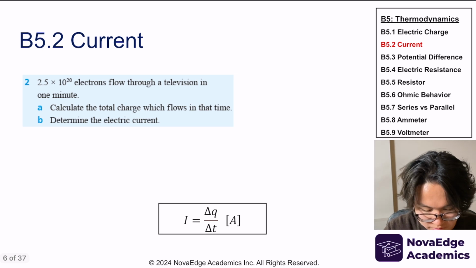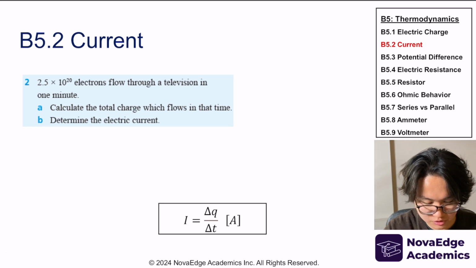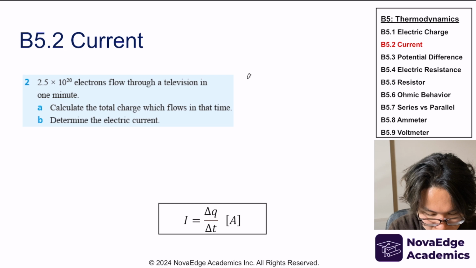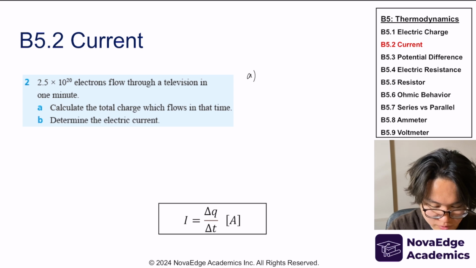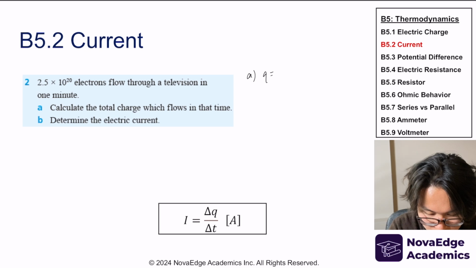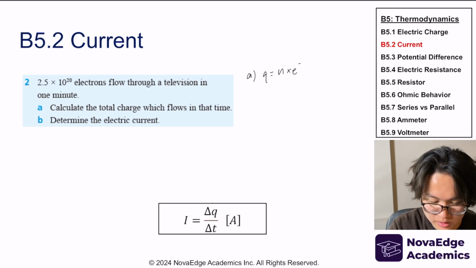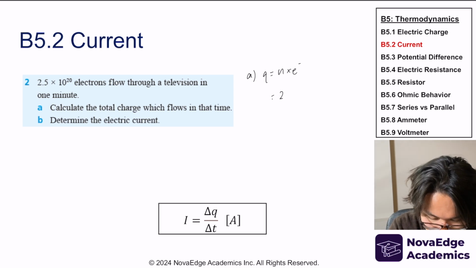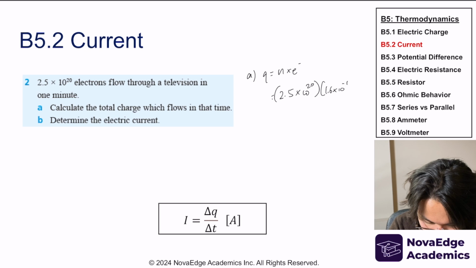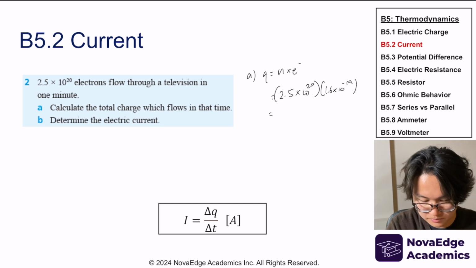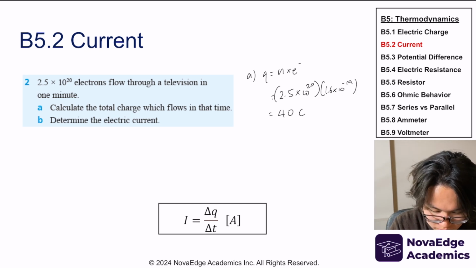Let's do another practice problem. So pause the video and give this one a try. Okay, so same principle, now you're given the number of electrons and you calculate the total charge which flows in that time. So the charge is equal to the number of electrons times the elementary charge. So 2.5 times 10 to the power of 20 times 1.6 times 10 to the power of negative 19, which is equal to 40 coulomb, okay?